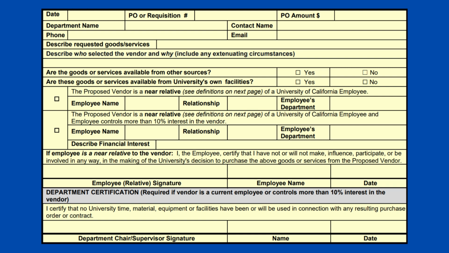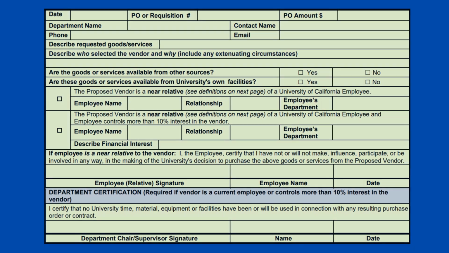Now note too, if it is a current employee or if they chose the second section of a near relative owning 10 or more percent interest, then the department chair or supervisor will need to sign, provide their name and date as well.